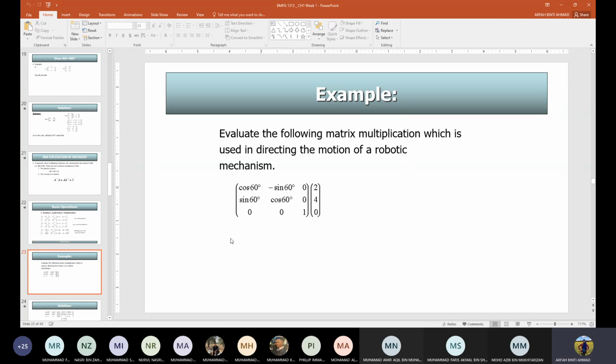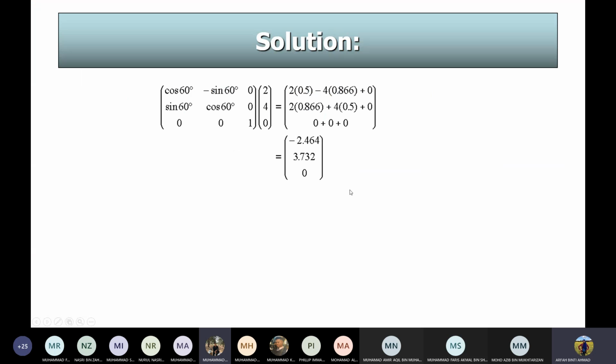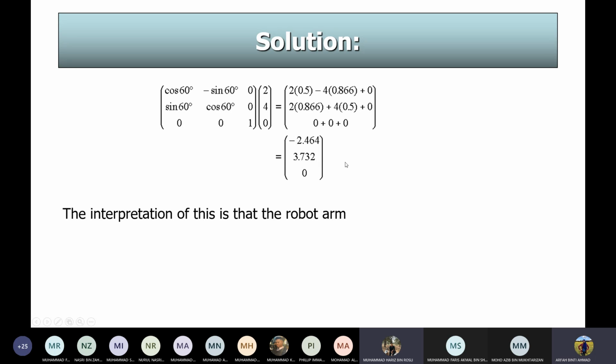So, you got this one. If you look at this one, your answer should be the same as Aiman's earlier. So we get 2 times cos 60 is 0.5, sin 60 is 0.866, plus 0. Sin 60 is 0.866, or what set do you take? Set 2, if I'm not mistaken. And cos 60 is 0.5. So the third one is 0 times 2 plus 0 times 4 plus 1 times 0, which is 0. So if we multiply you will get negative 2.464, 3.732 and 0.